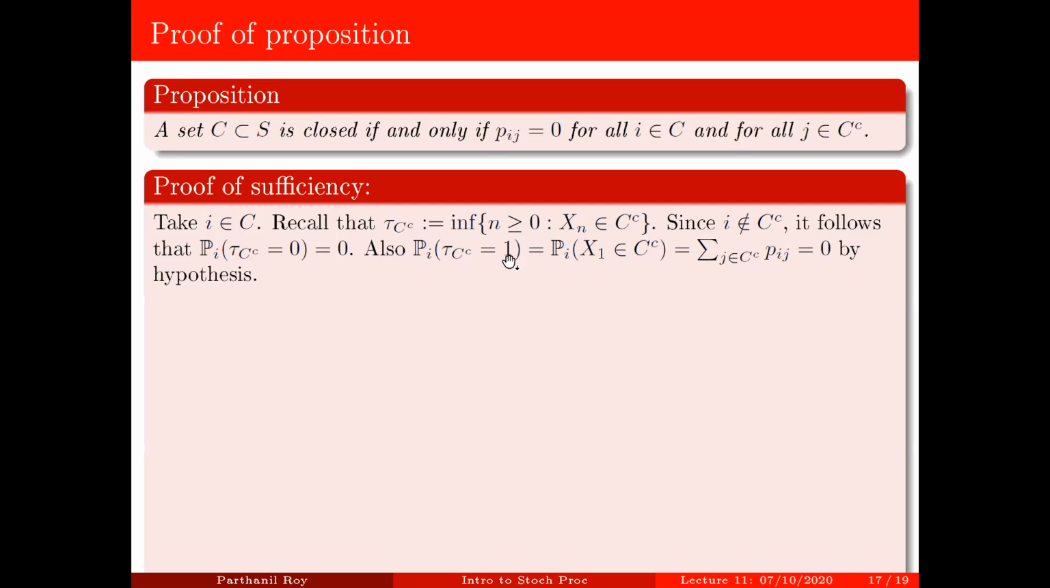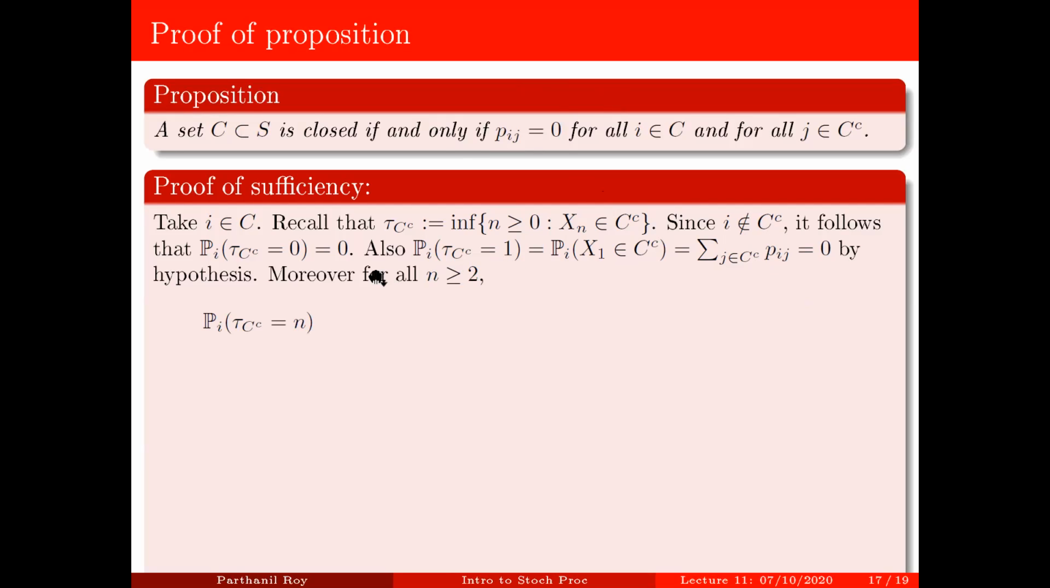Why? Because this probability, starting from i, of tau C complement equal to 1, is just the probability that X1 is in C complement. X0 is, of course, i, which is not in C complement, but then X1 has to be in C complement. That's the only way this infimum can be 1. Now, what is the probability starting from i of X1 is in C complement? That's the sum over all j in C complement of Pij. Now, each of these Pij is 0 because of the hypothesis of the theorem. Okay? So, therefore, this sum is 0. And hence, this cannot be 1 as well.